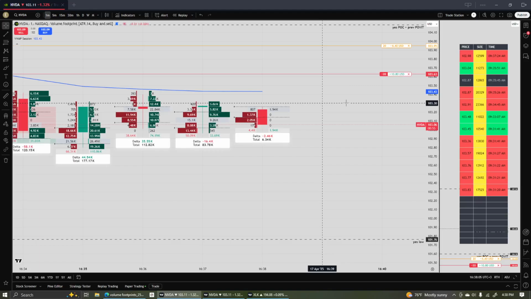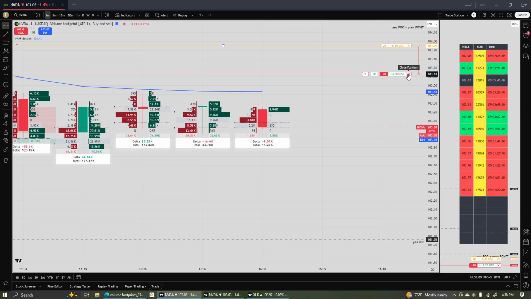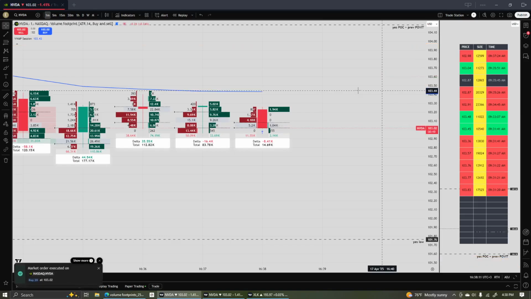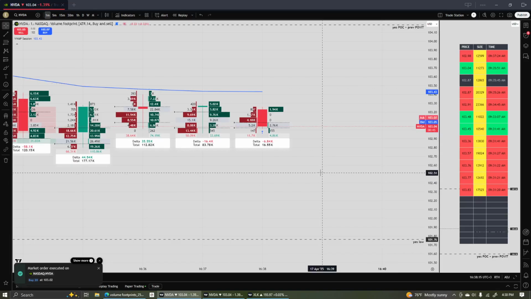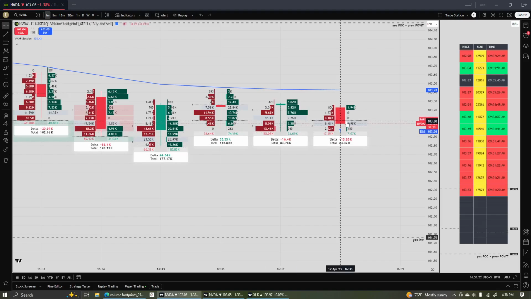Delta minus 16 on a green candle. That means a lot of the buying was absorbed. So I'm gonna drop this trade. Now let's look at the POC. POC is all in a similar range. It's here, it's here, it's here. And it's a mix of red and green.